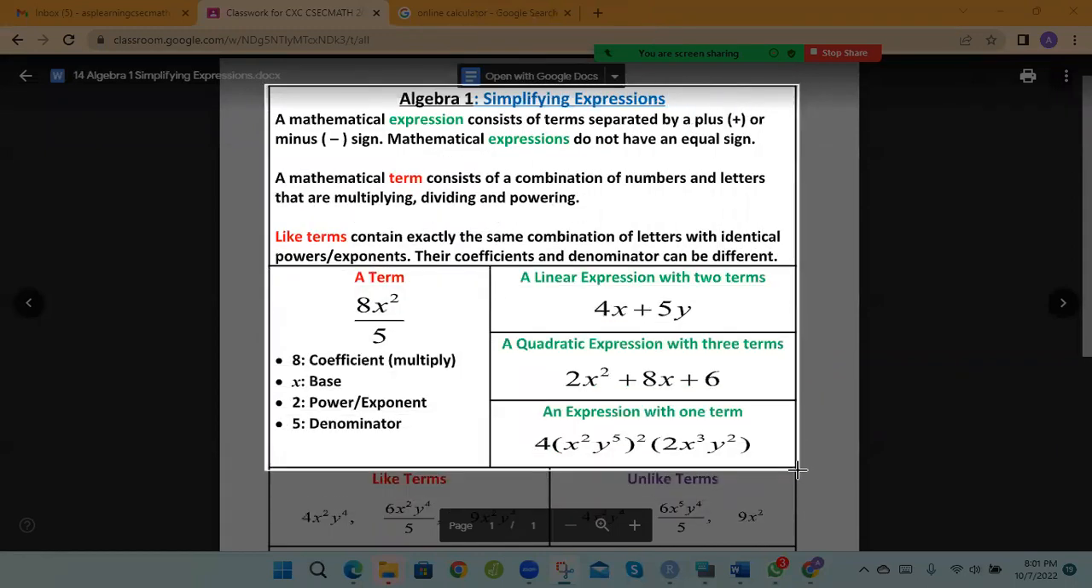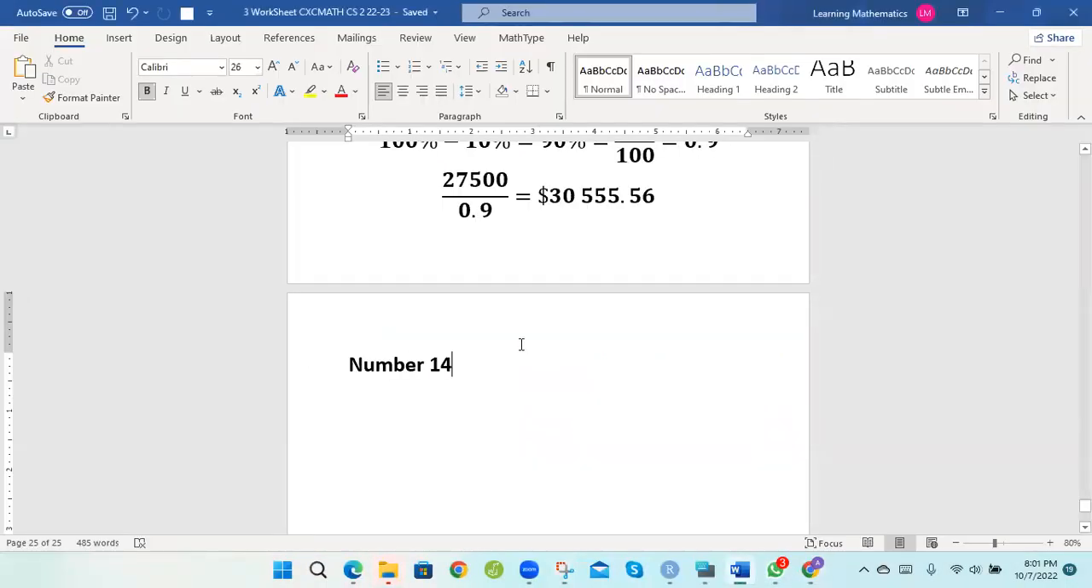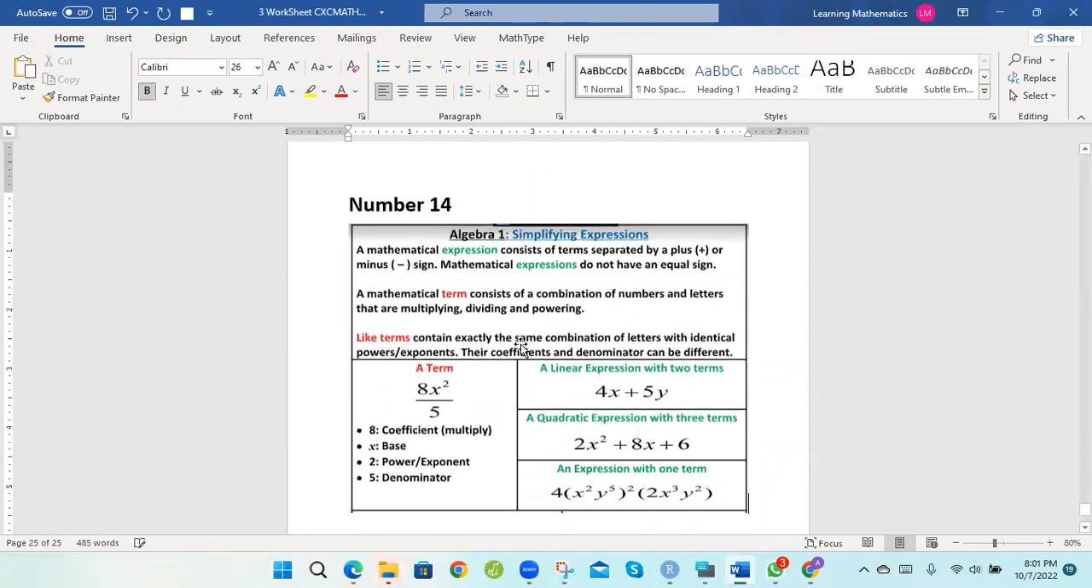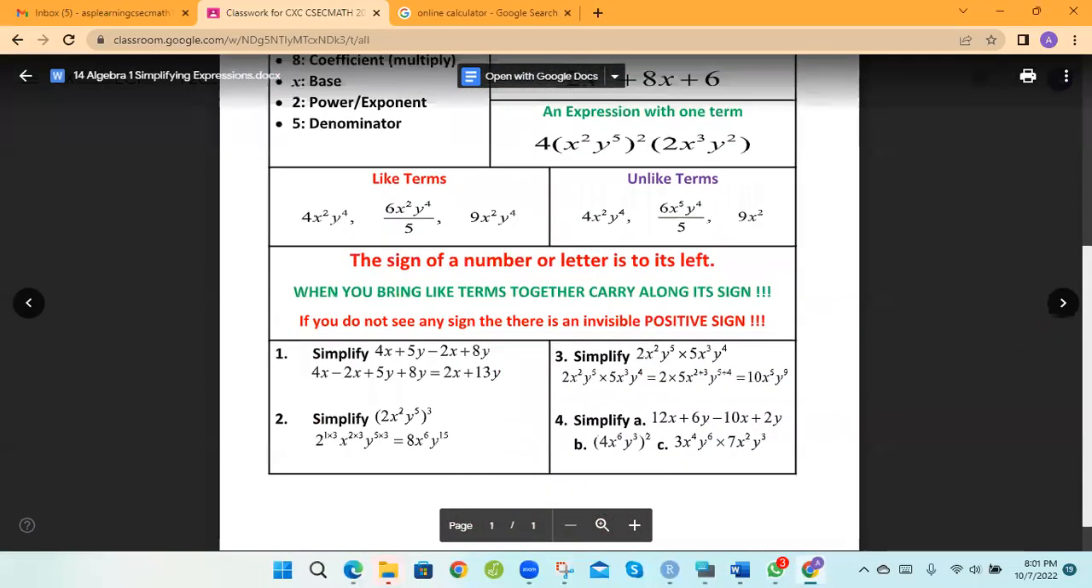So let's take a snapshot of this. That's number 14 right there. That's part of it, in fact. Let's go back again. And that's the other part.